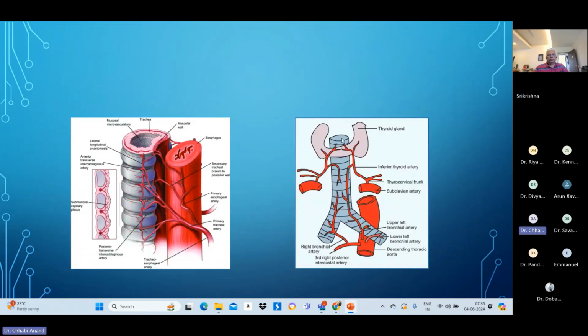This is a diagram showing that the upper part is supplied by the thyrocervical trunk, which comes from the subclavian artery and gives the inferior thyroid artery, which supplies the upper part of the trachea. The lower part of the trachea is supplied by the upper left bronchial artery and lower left bronchial artery, which come directly from the descending thoracic aorta.